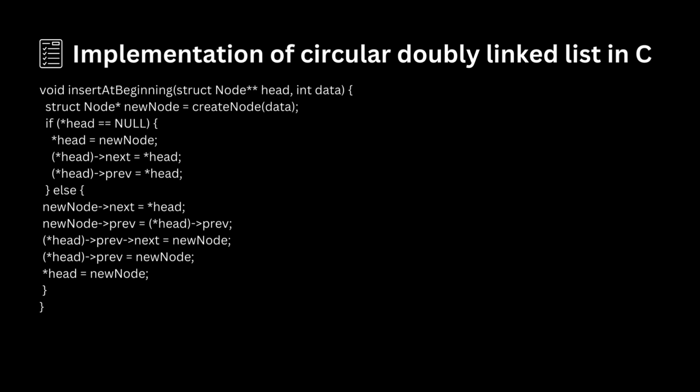In summary, the insert at beginning function inserts a new node with the given data at the beginning of the circular doubly linked list. If the list is empty, it creates a new node and makes it the head of the list, establishing a circular link. If the list is not empty, it inserts the new node at the beginning and updates the necessary pointers to maintain the circular doubly linked list. Next, we will see the function to display the list.